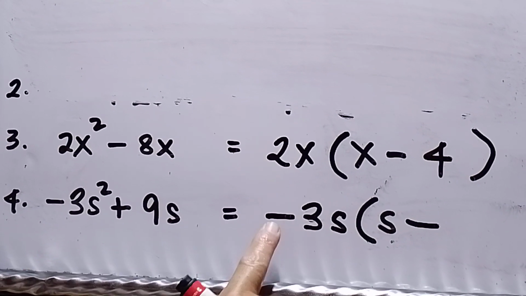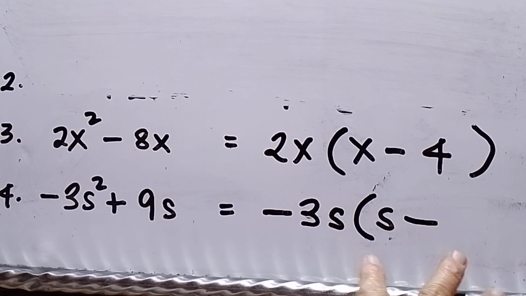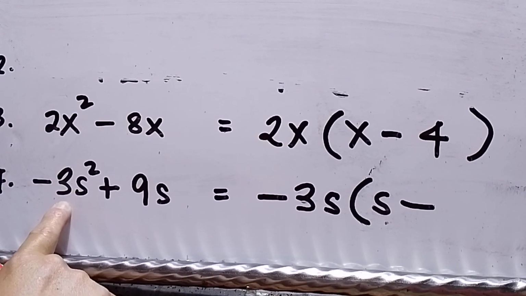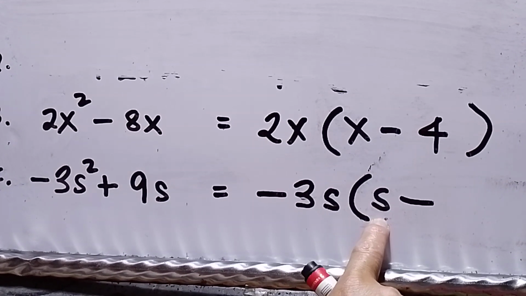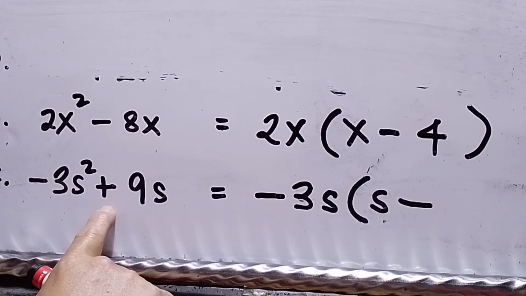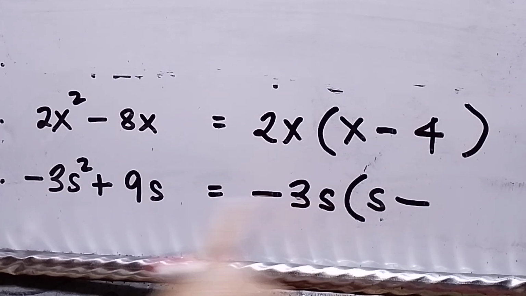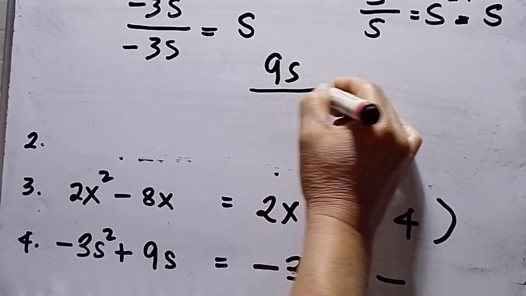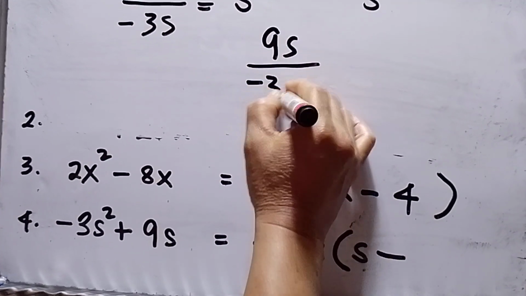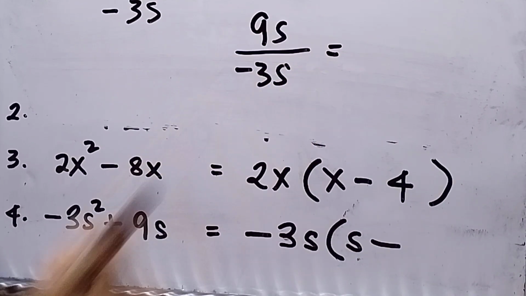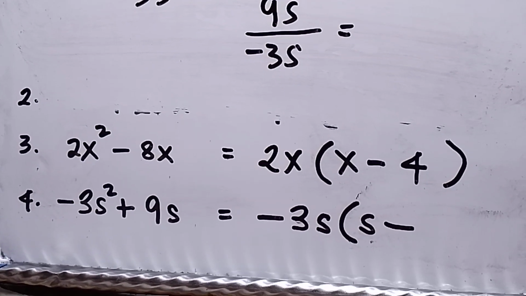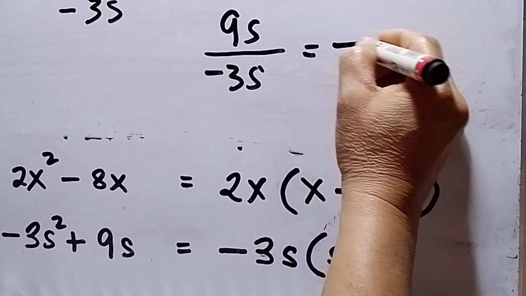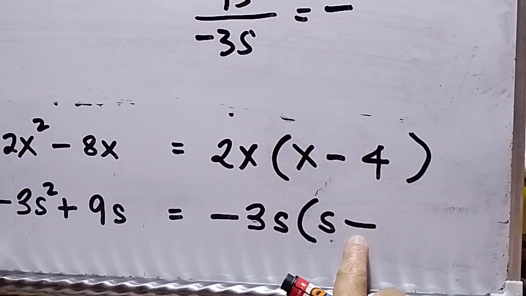Because if we factor the negative sign outside of the round brackets, these terms will be changed. Look at this one. First, we have negative, and then this changed to positive. And this will be changed also negative because negative times negative, that will be positive. So, I will divide 9s by negative 3s. So, 9 divided by, anyway, positive divided by negative, that is negative. Okay, so that's why we have subtraction in here.